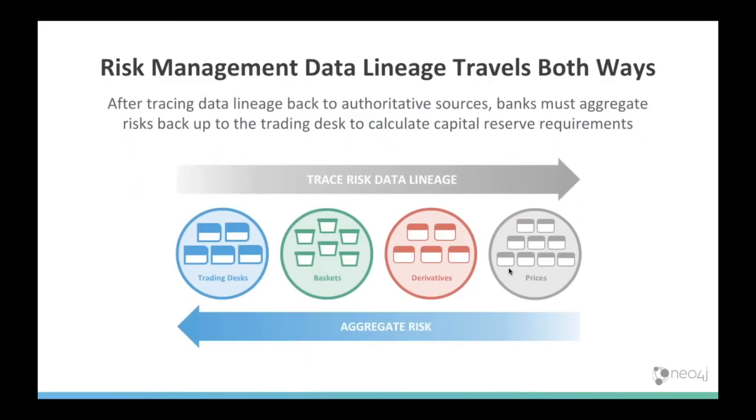As I mentioned before, this data lineage has to flow in both directions, right? And you need to be able to demonstrate how that flows in both directions, looking at a trading desk and how that works down to individual assets, and then looking at individual assets and understanding how you aggregate all that risk up the hierarchy to the trading desks.